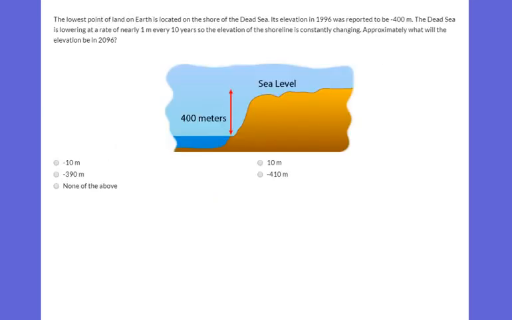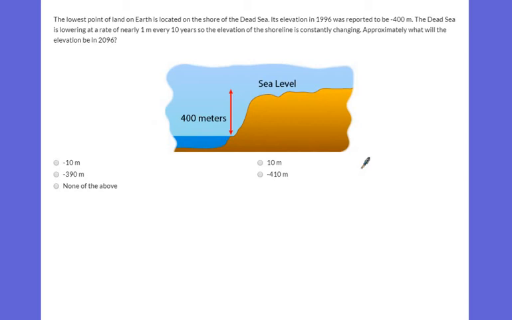The lowest point of land on Earth is located on the shore of the Dead Sea. Its elevation in 1996 was reported to be -400 meters. The Dead Sea is lowering at a rate of nearly 1 meter every 10 years. So the elevation of the shoreline is constantly changing. Approximately what will the elevation be in 2096? So I need to see the difference between these 2 years.